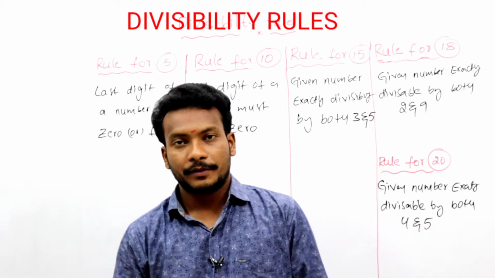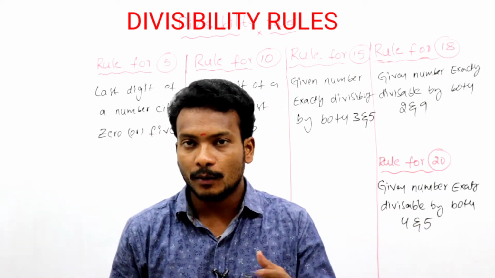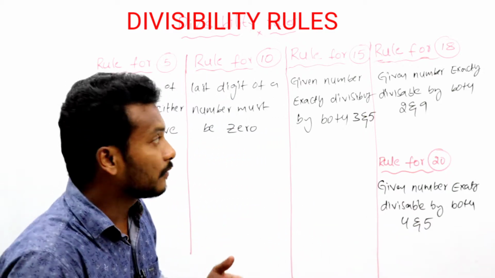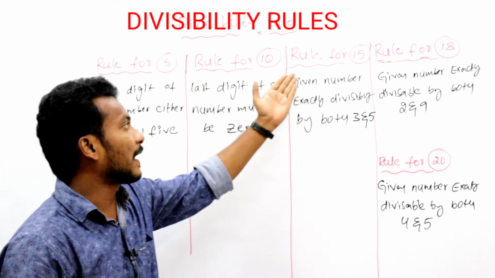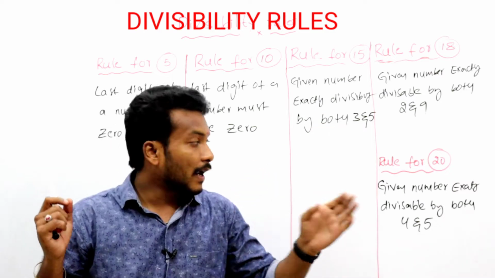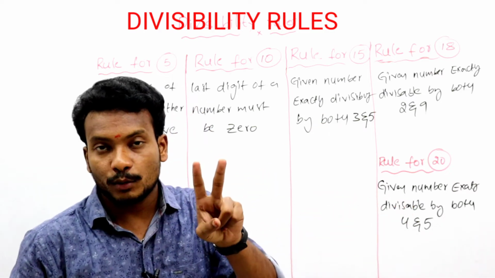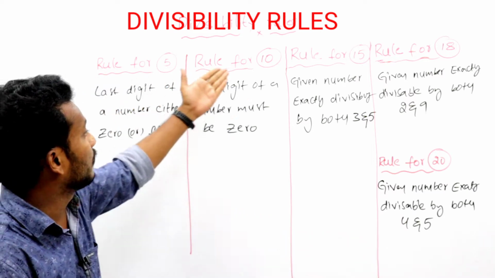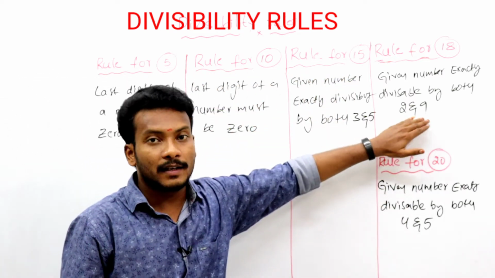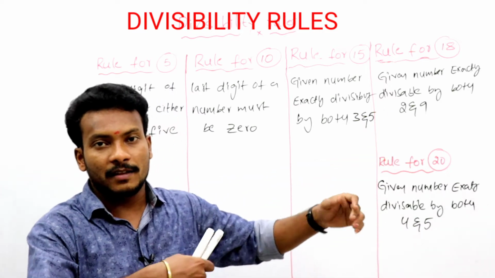Right after the 8 rules, now there are more divisibility rules for the numbers: 5, 10, 15, 18 and 20. Look here, first we saw multiples of 2 and multiples of 3, next multiples of 5, 10, 15, 20. Now 18 is also there. Okay, I will explain this one.